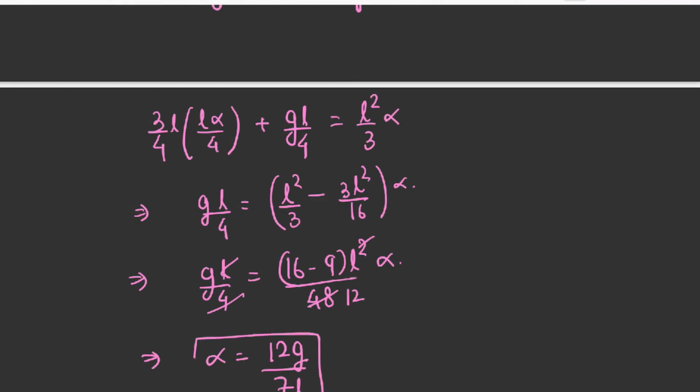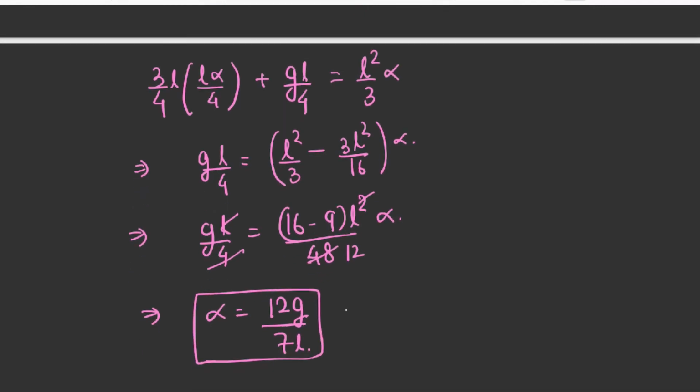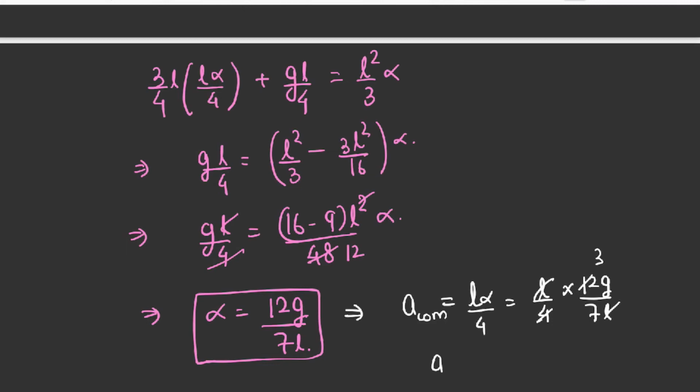Oh, I got alpha. Very good. As I got alpha, can I say ACM? I already got it. That is L alpha by 4. That comes out to be L by 4 times 12G by 7L. L and L got cancelled. This comes out to be 3. So ACM comes out with what? 3G by 7. Wow, I got ACM as well.